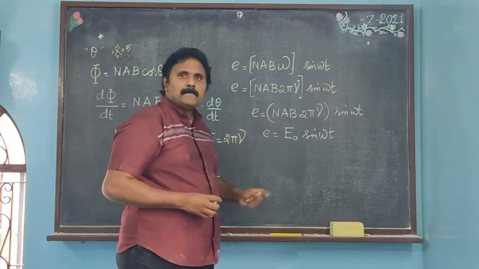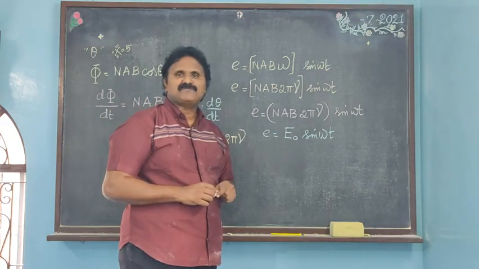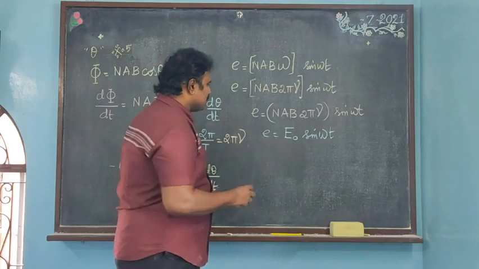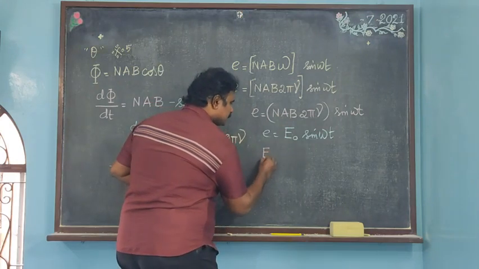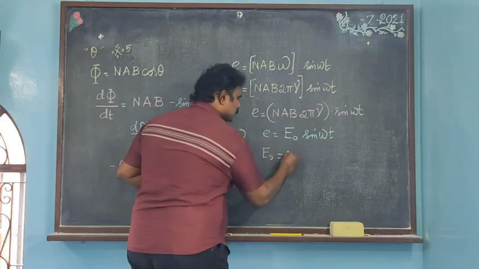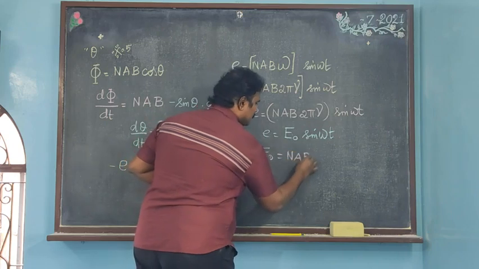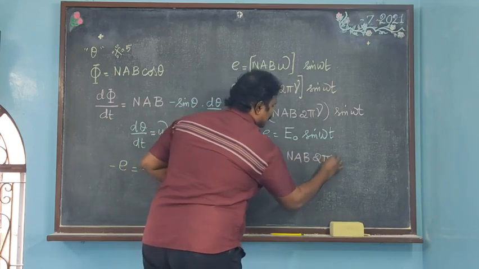What is this E naught? The maximum EMF produced. So the maximum EMF produced, E naught, has been equated to N A B 2 pi into nu.